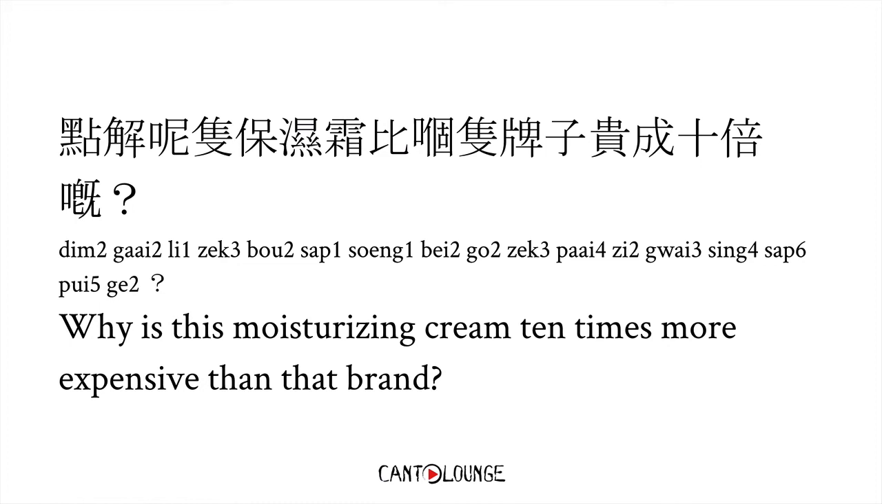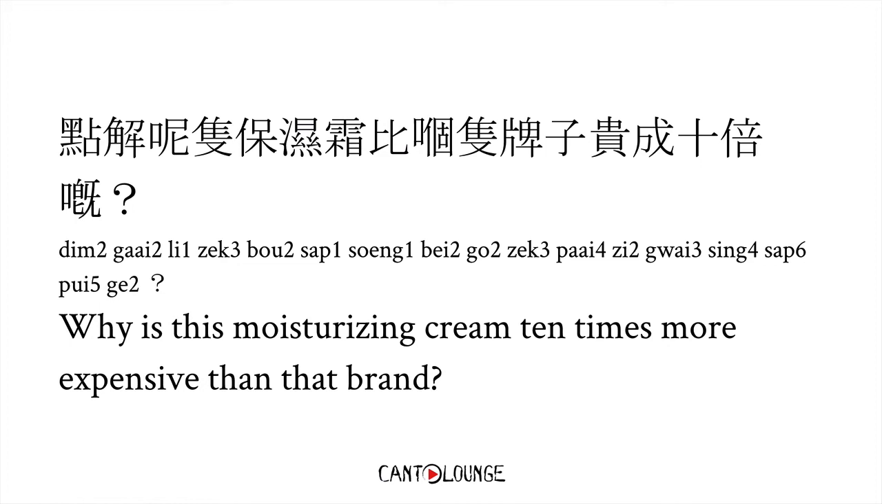So the full sentence reads, 點解呢隻保濕霜, why is this moisturizing cream 比嗰隻牌子, in comparison to that brand, 貴成10倍呢, more expensive by over 10 times? So putting it all together, why is this moisturizing cream 10 times more expensive than the other brand? Okay. Nothing too difficult here, but I just want to point out another classifier issue as well.